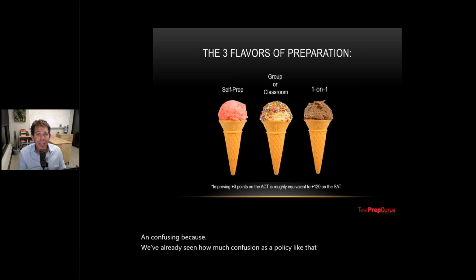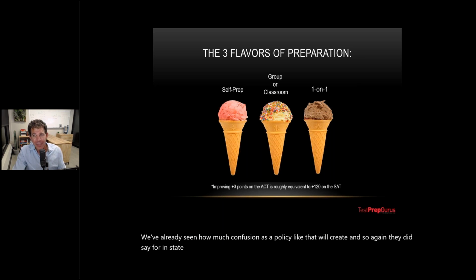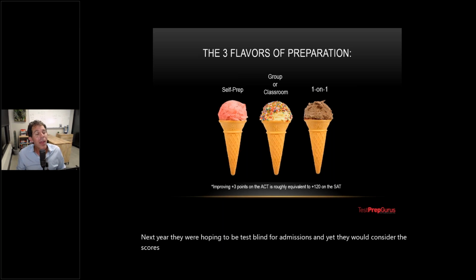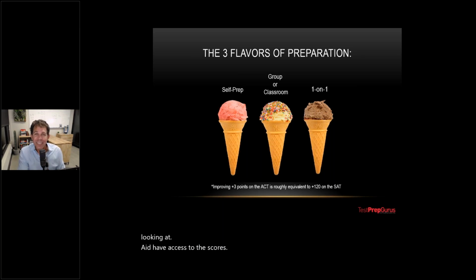And so again, they did say for in-state schools, next year, they were hoping to be test blind for admissions, and yet they would consider the scores for scholarships. That would be very difficult, because if the counselors, when they're looking at aid, have access to the scores, it's going to be hard not to consider scores in the process. Maybe they've got safeguards against that.